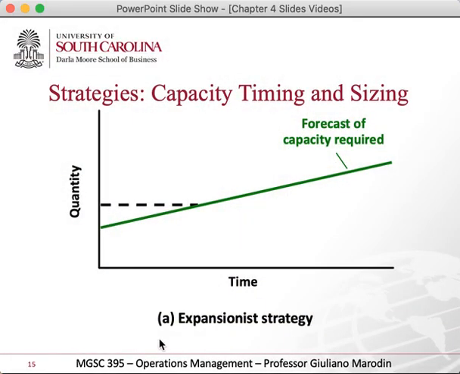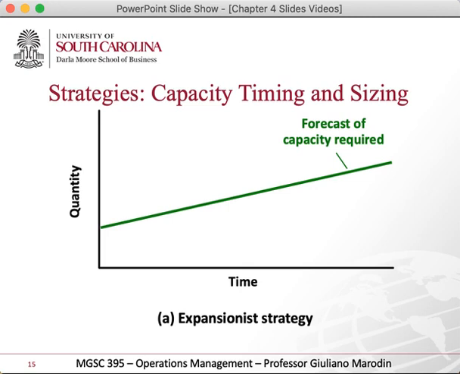on? Okay, so let's say that I have a quantity here. This axis, that's time, and this is my forecasted demand, right? So I'm forecasting that the demand will increase over time, right? And this should show what we call the expansionist strategy, right? So expansionist strategy is the one that we want to go ahead. We want to expand very, very fast, right?